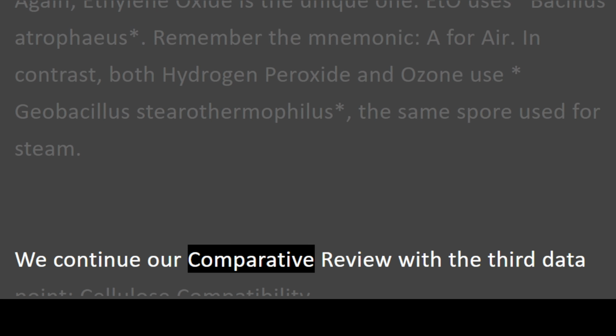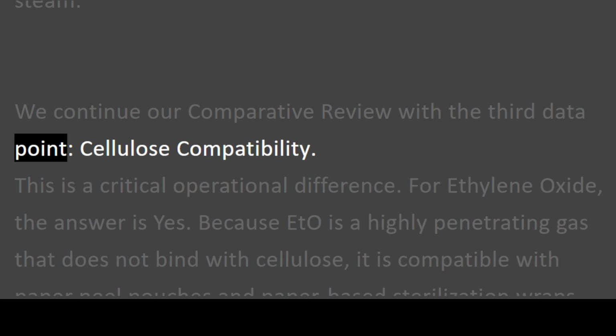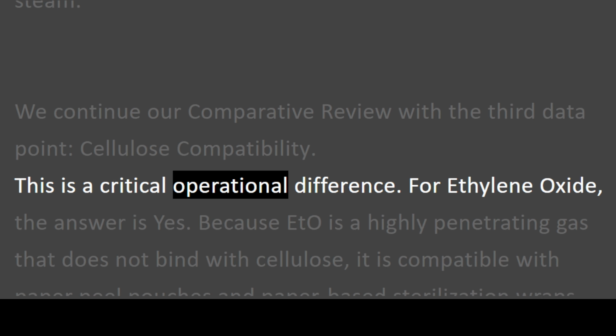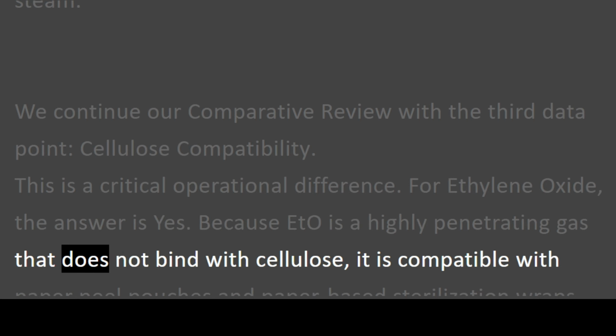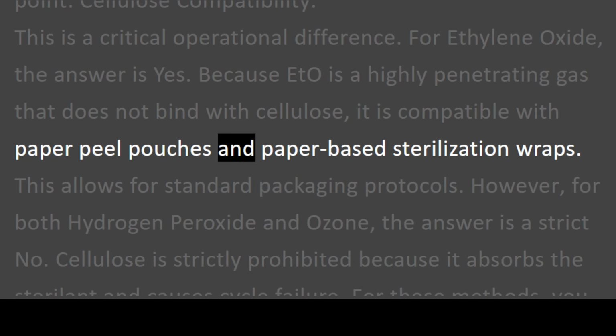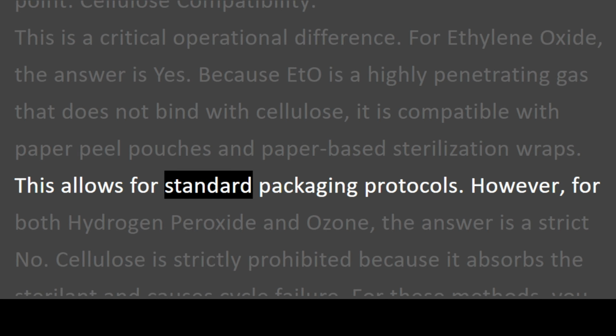We continue our comparative review with the third data point, cellulose compatibility. This is a critical operational difference. For ethylene oxide, the answer is yes. Because ETO is a highly penetrating gas that does not bind with cellulose, it is compatible with paper peel pouches and paper-based sterilization wraps. This allows for standard packaging protocols.